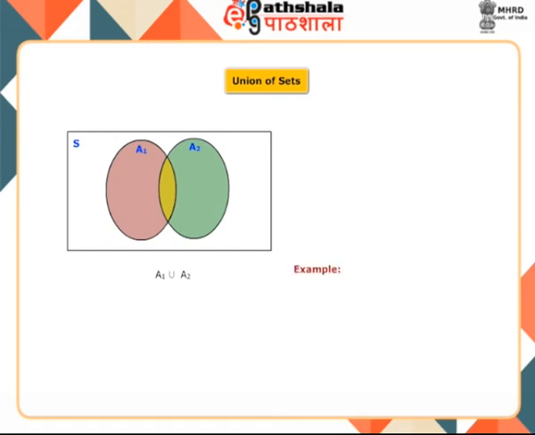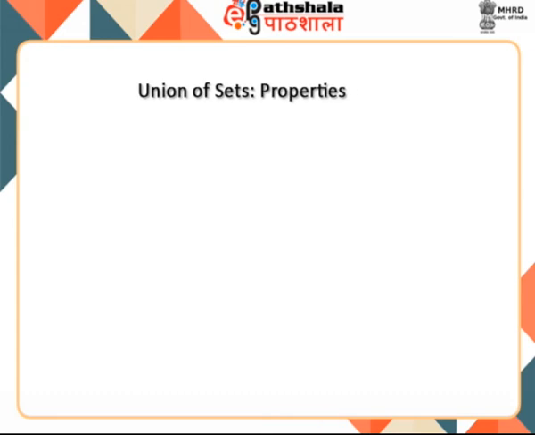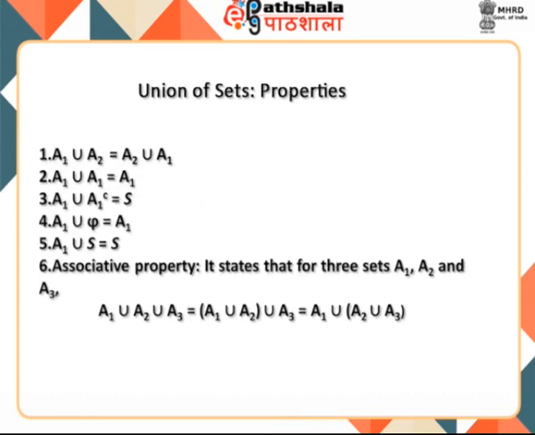Take for example, define the sets B1 equal to {1, 2, 3, 4, 5, 6} and B2 equal to {3, 6, 8, 10}. Then the union of sets has the following properties.